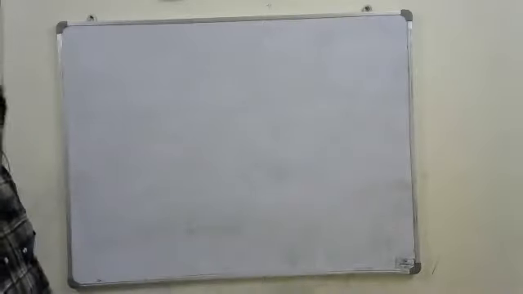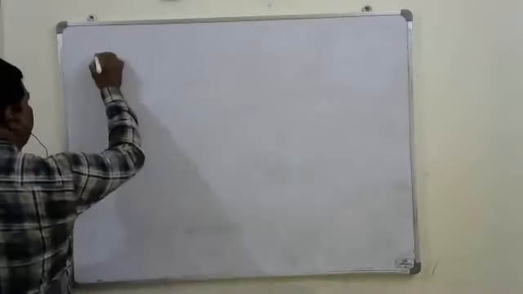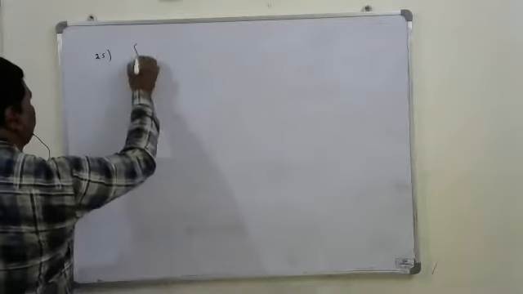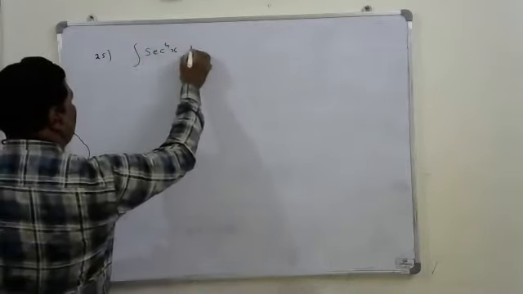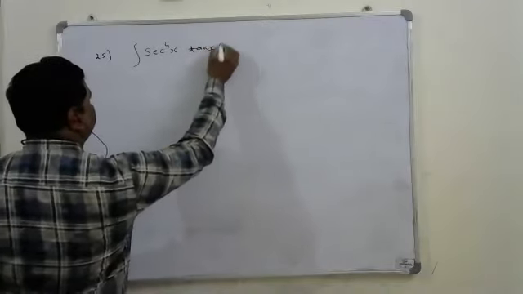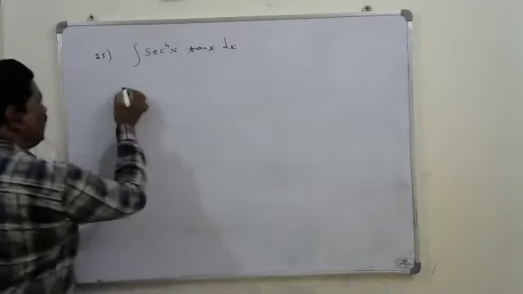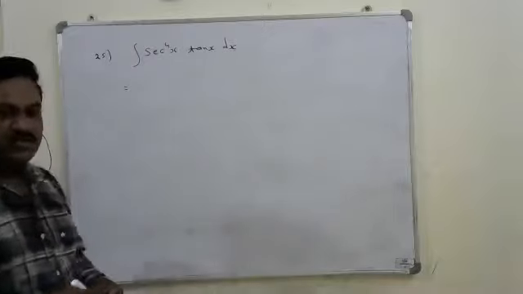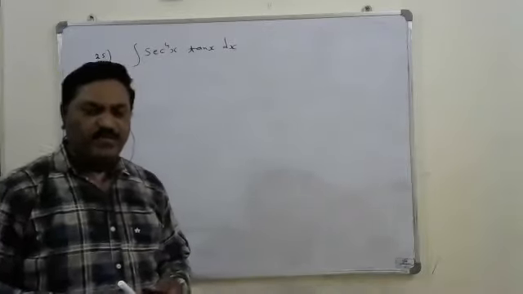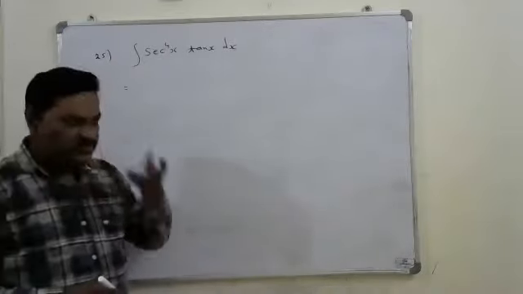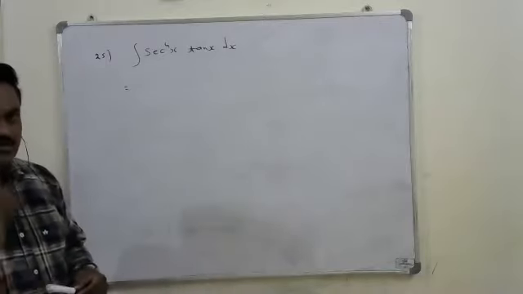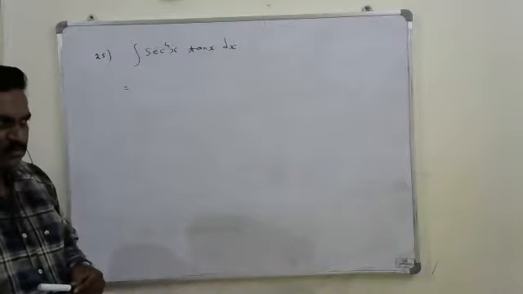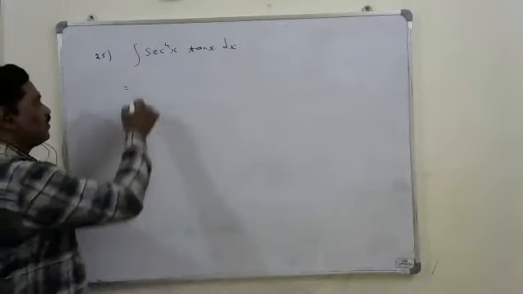Okay. So look at problem number 25, which is the integral of secant power 4x into tan x dx. So we have to evaluate this. How can you write this one? Secant cube x into secant x tan x.